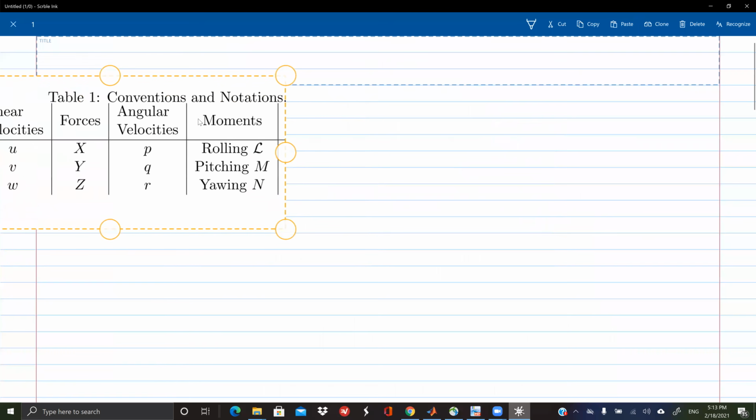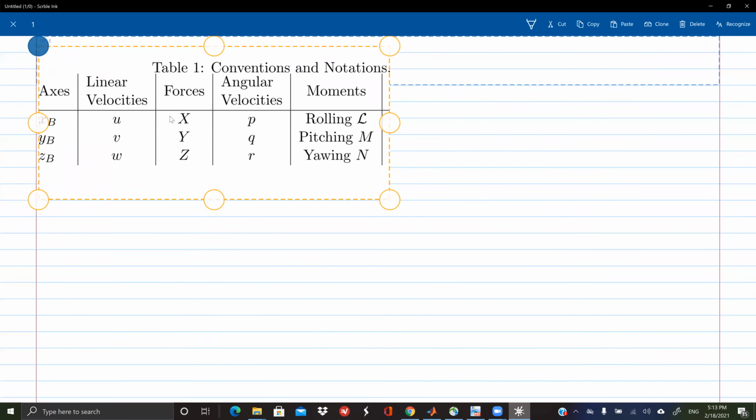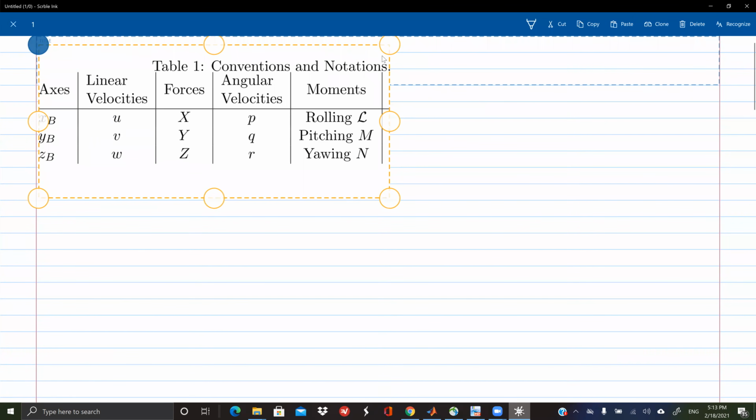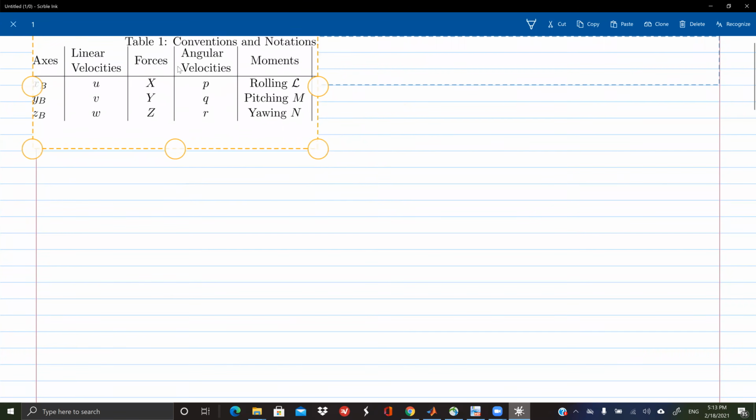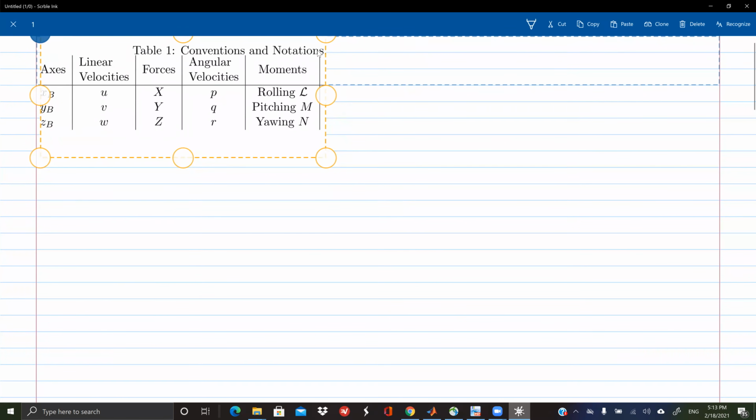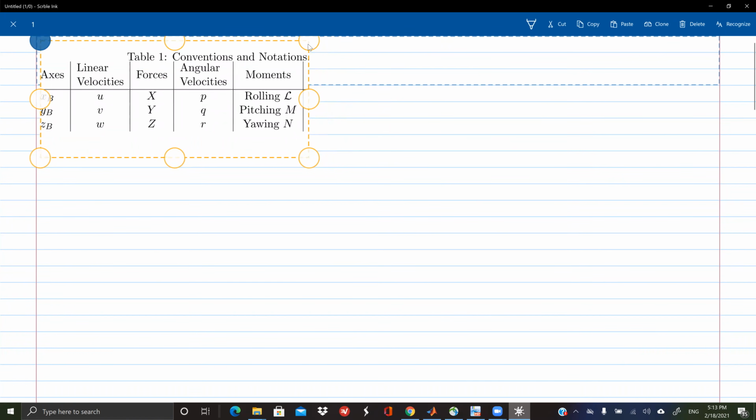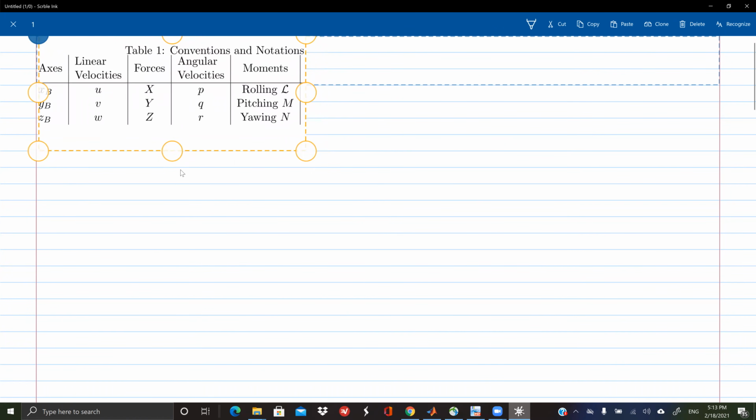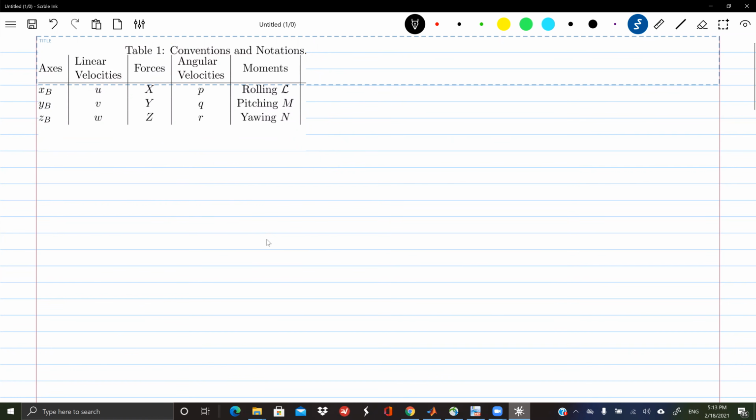We need this table in the back of our background, to be always in the background. It's very important. Without it, we'll not be able to talk. All right.